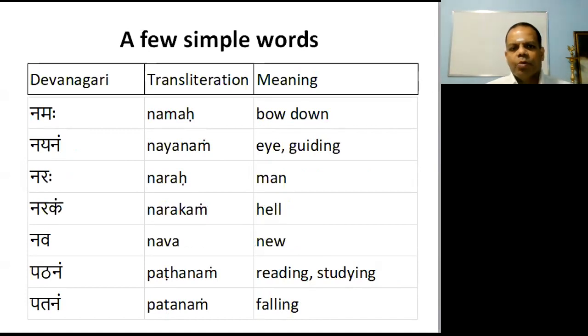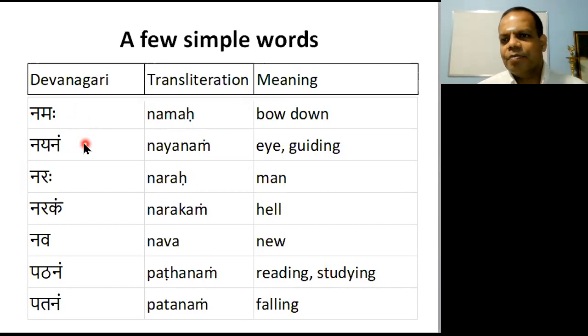So let's take a look at this slide. The first word here is namaha. Na ma ha. Ha is the visarga. I think all of you know this, and I don't think anyone would have any problem in pronouncing it. It is just that you will now know how to recognize it in Devanagari. Na ma ha.